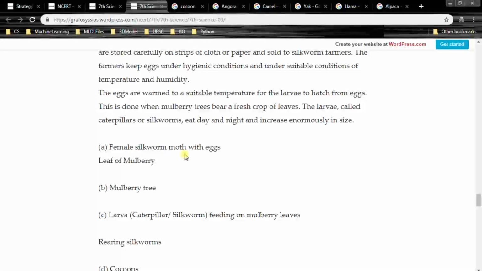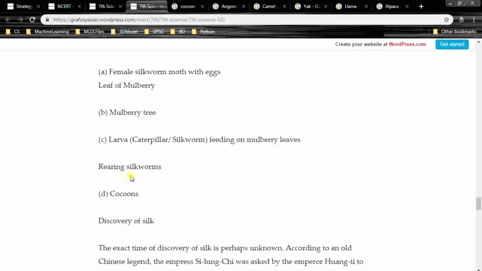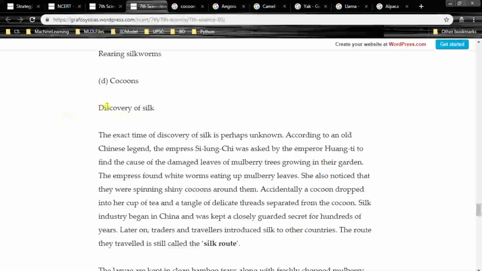Female silkworm moth with eggs. Leaf of mulberry tree, larva feeding on mulberry leaves. So from eggs we get larva that feed on mulberry leaves. Rearing silkworms, cocoons. Discovery of silk.